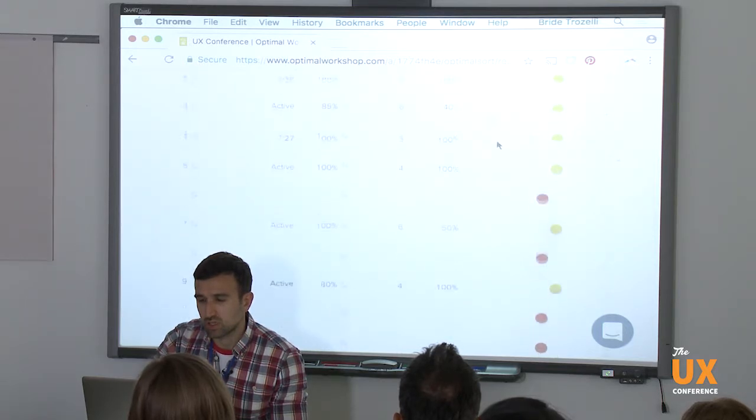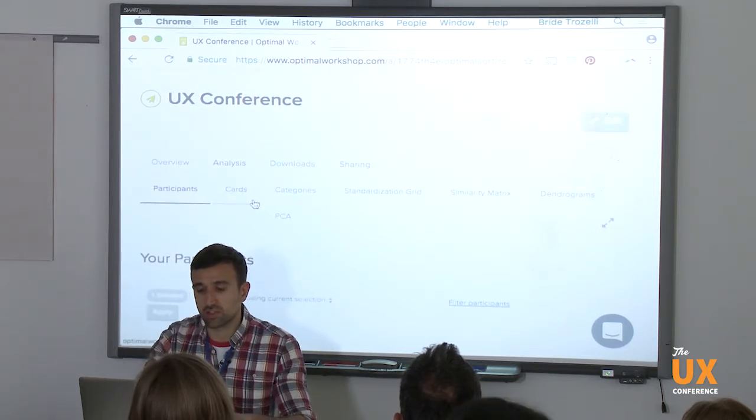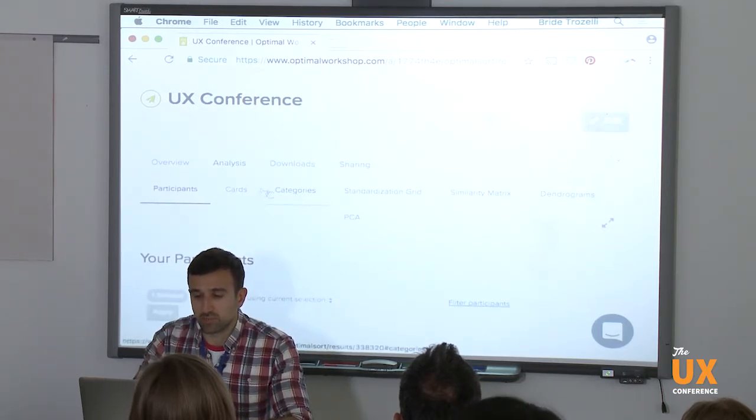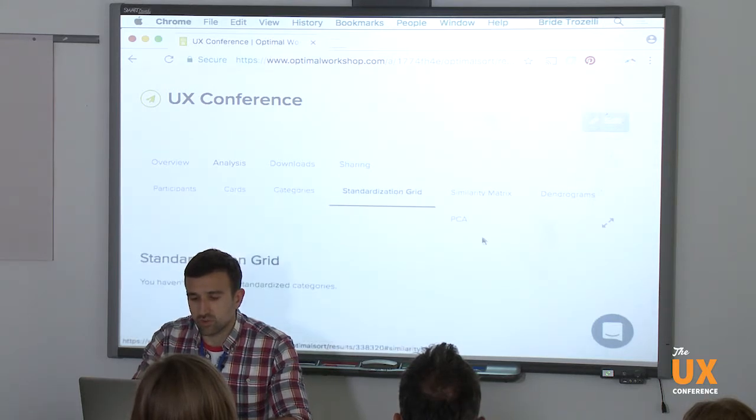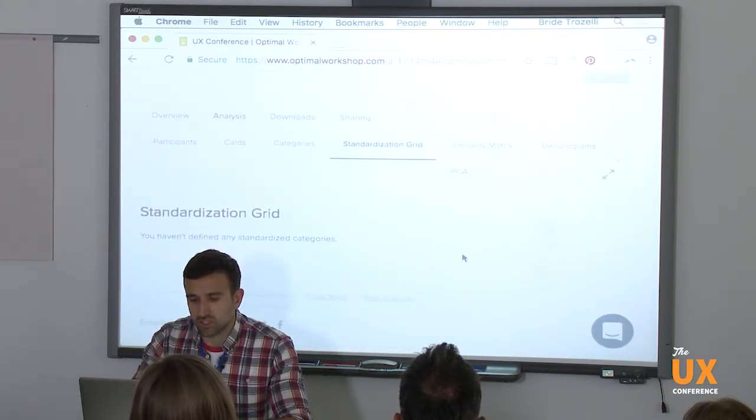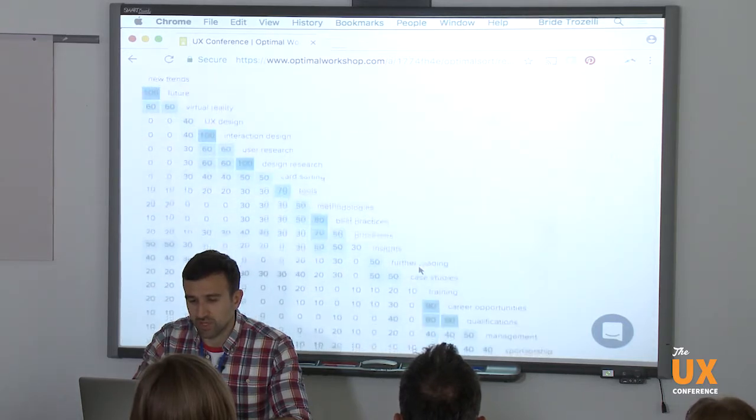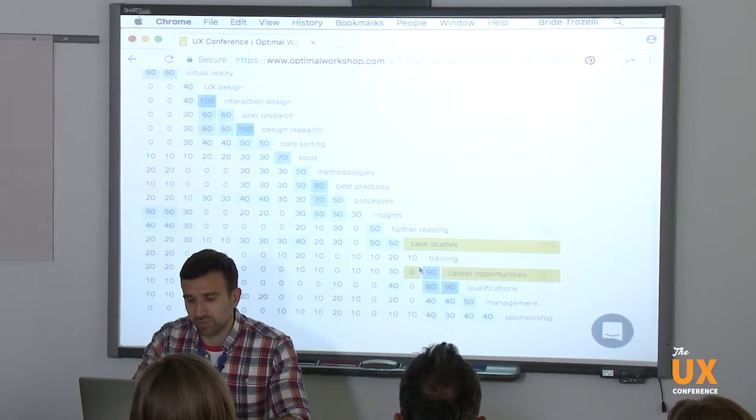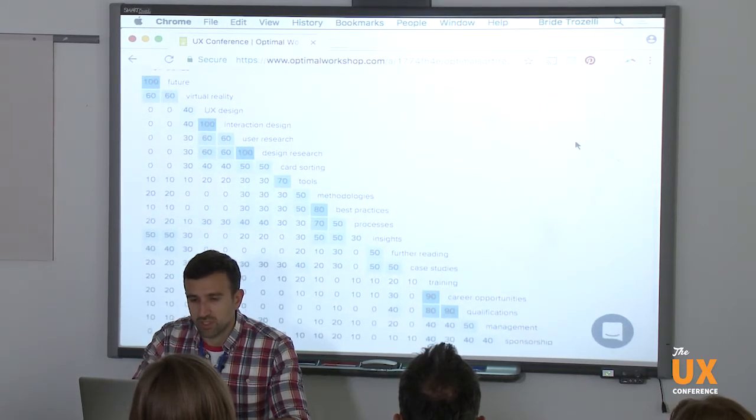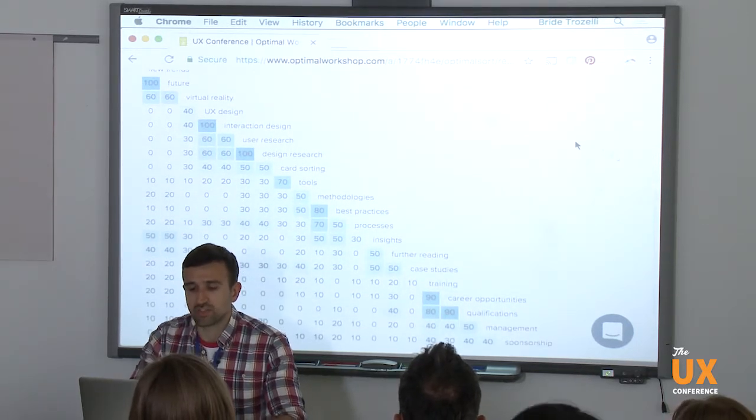Okay, and so after this, what you start looking at is the categories. The bit that I find very useful is the similarity matrix. Okay, and this is probably a good one. I think we will have a more or less valid result here.